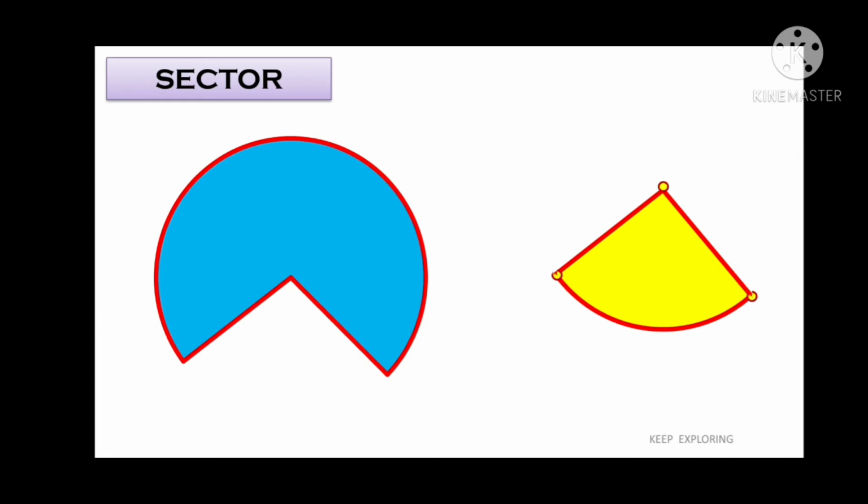First, let's give the points on the smaller sector, that is the minor sector. O is the center, OA and OB are the radii, and C is a point on the minor arc. So here we can name it sector OACB, starting with the center, OACB. That is the name for the minor sector.